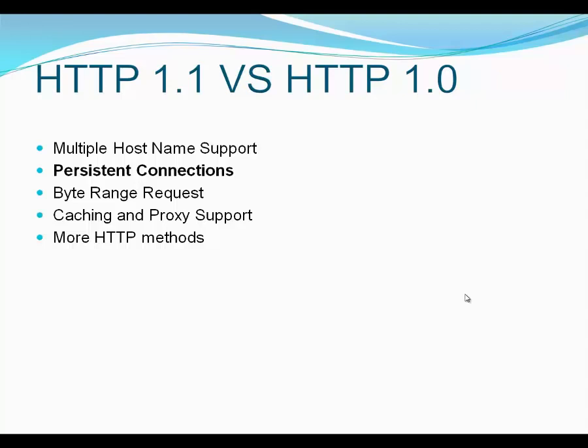Now next we are going to talk about caching and proxy support. We will be discussing caching in detail in one of the slides, but as of now I'll just tell you that in 1.1 there came the support of caching and proxy. Now HTTP 1.1 started supporting more methods. In 1.0 there are only a few HTTP methods. In HTTP 1.1 there came the OPTIONS method. There are a few other methods also that came in 1.1.